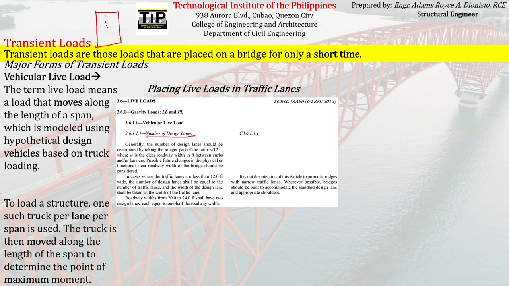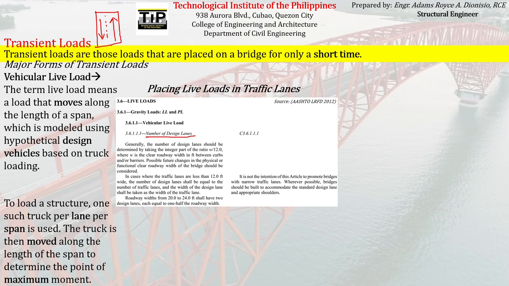Di ba? So, kunyari, ito yung top view ng bridge natin. Tapos meron lang kunyari dalawang lane. Okay, yung dalawang lane na yan, actually that's a minimum. Although minsan kasi, di ba, merong bridges na single lane lang siya. Or one way lang siya. Ibig sabihin, pupunta lang dun sa isang direction. Although usually dalawang lane, minimum dalawang lane usually para meron kang lane pupunta doon tsaka pupunta dito pabalik.